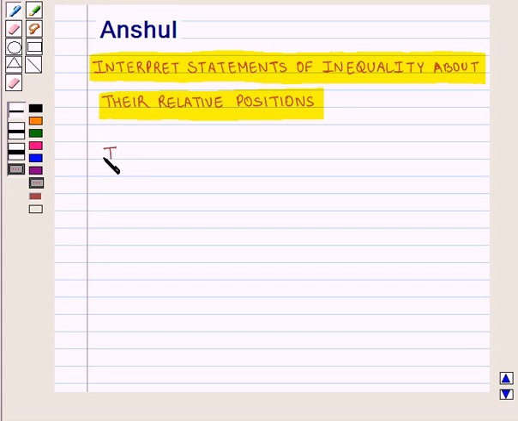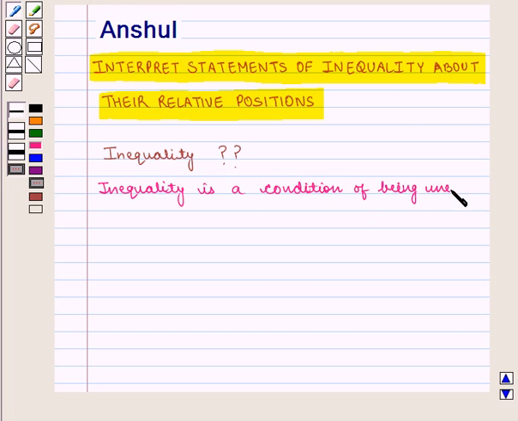For this, first of all, we should know what an inequality is. Inequality is a condition of being unequal or uneven.